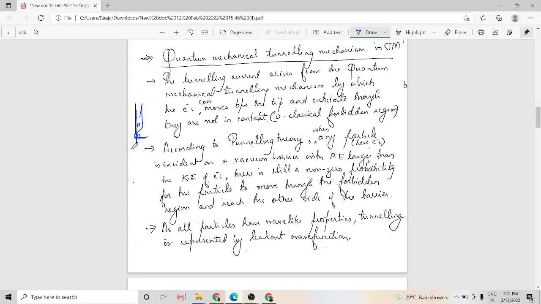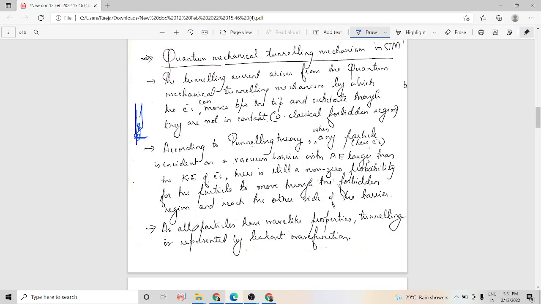That is, when a potential barrier exists between two regions such that the height of this barrier is larger than the kinetic energy of the electrons, then as per quantum mechanics, there is a very small but finite probability for the electrons to tunnel from the first region to the second region. So that is what is taking place here.